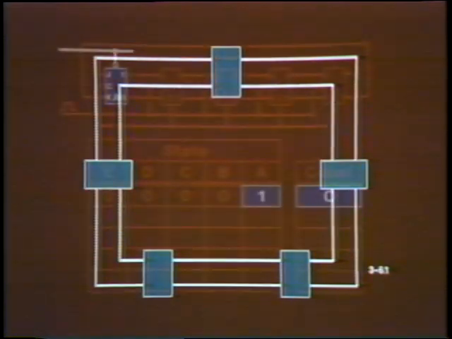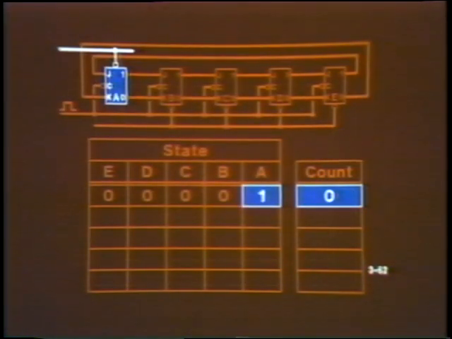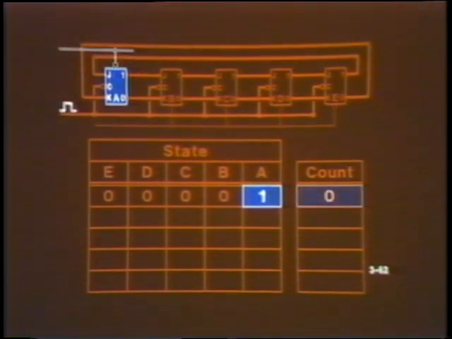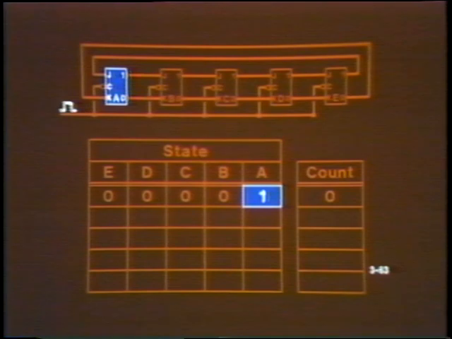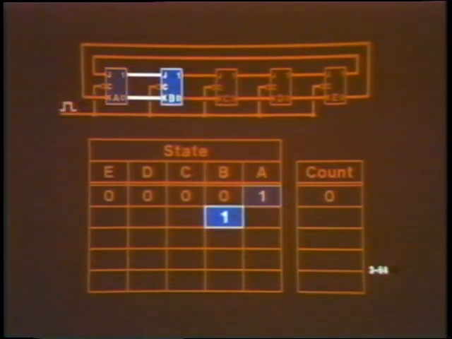Let's say that initially, all of the flip-flops have been cleared except A, which has been set using the direct set input. This state represents the 0 count. At the first clock pulse, two things will happen. First, flip-flop A will set flip-flop B. This occurs because input J sub B is 1 and K sub B is 0 when the first clock pulse appears.